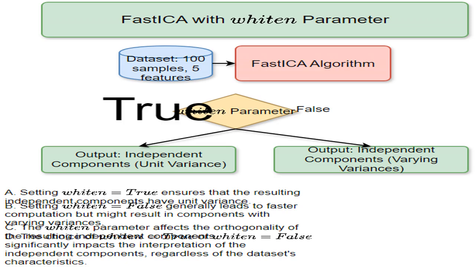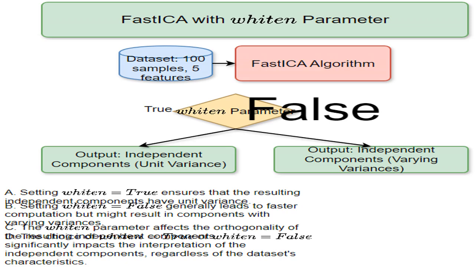When I set "whiten equals true", I activate a data preprocessing step called whitening. Whitening ensures that each feature, or dimension, in my dataset has 0 mean and unit variance equal to 1. This standardization makes it easier for FastICA to find the independent components. Imagine it like leveling a playing field, so that all features are on an even footing.